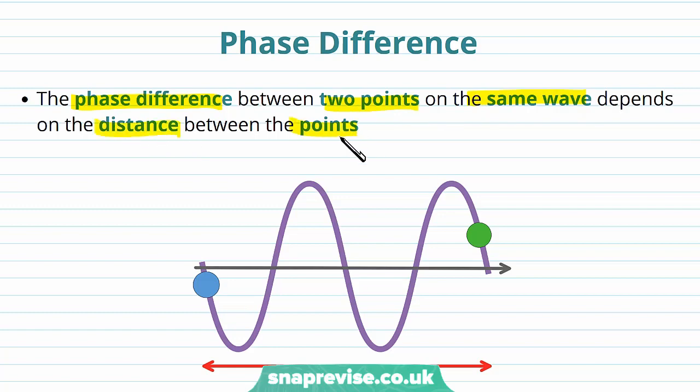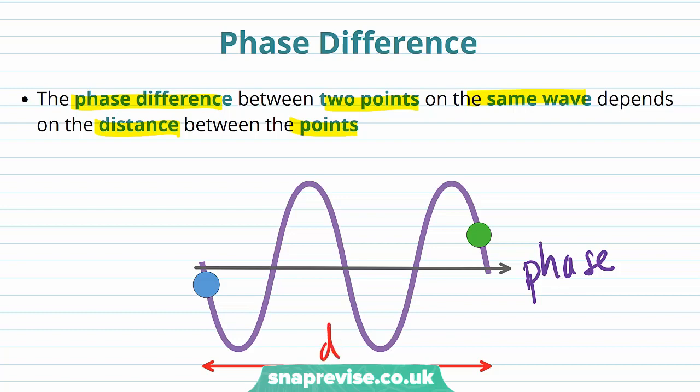So if we're considering this wave here, and we're considering the phase of the wave along this x-axis, in order to find the phase difference between 2 points, we need to know their distance. So we need to know the distance d here.